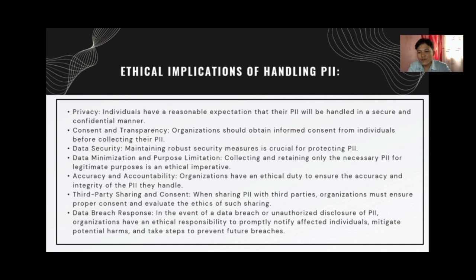Finally, in the event of a data breach or unauthorized disclosure of personally identifiable information, organizations have an ethical responsibility to promptly notify affected individuals, mitigate potential harms, and take steps to prevent future breaches. Open and transparent communication during such incidents is crucial for maintaining trust and accountability.